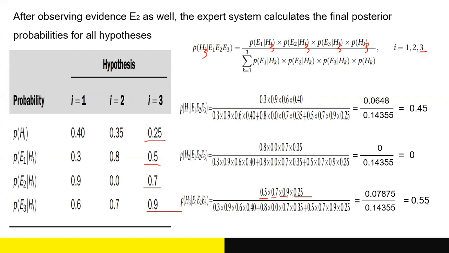So although the initial ranking was hypothesis 1, hypothesis 2, and hypothesis 3, only hypothesis 1 and hypothesis 3 remain under consideration after evidence 1, evidence 2, and evidence 3 are observed. But hypothesis 3 is now considered more likely than hypothesis 1.